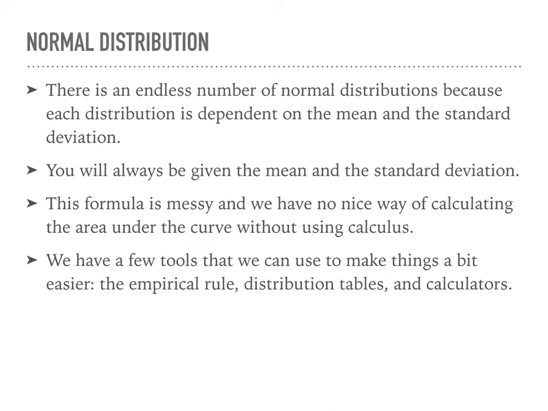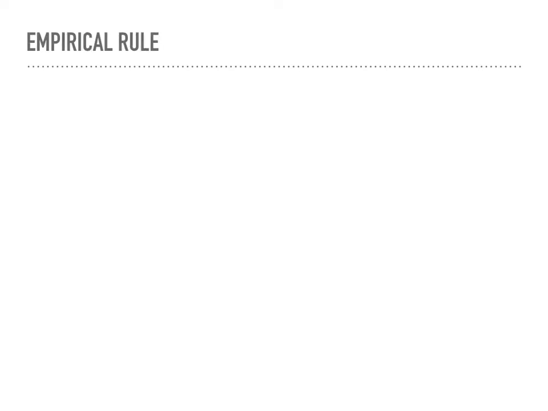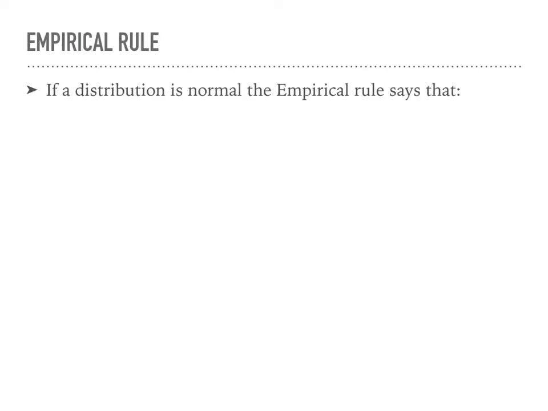We're first going to look at the empirical rule, its advantages and disadvantages. Then we'll look at the distribution table, the advantages and disadvantages, and then we'll look at calculators and their advantages and disadvantages. So starting with the empirical rule. If a distribution is normal, the empirical rule says that about 68% of the values lie between -1 standard deviation and +1 standard deviations from the mean.